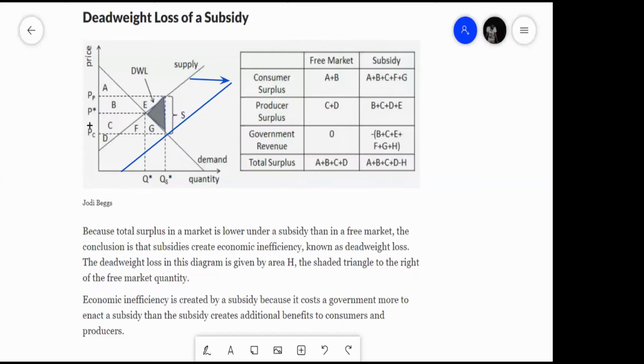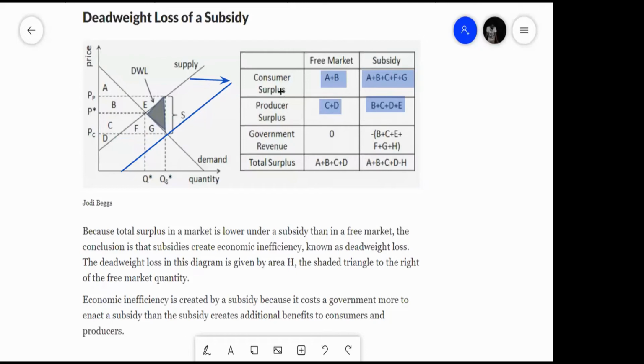So before the subsidy, consumer surplus was A and B, producer surplus was C and D, right? I put the answer: consumer surplus A and B, producer surplus C and D. Now after this subsidy, what happened? Consumer surplus increased. It became this entire part, so A, B, C, F and G. That is what I have mentioned there. Producer surplus also increased to D, C, B and E. So this entire part became producer surplus.